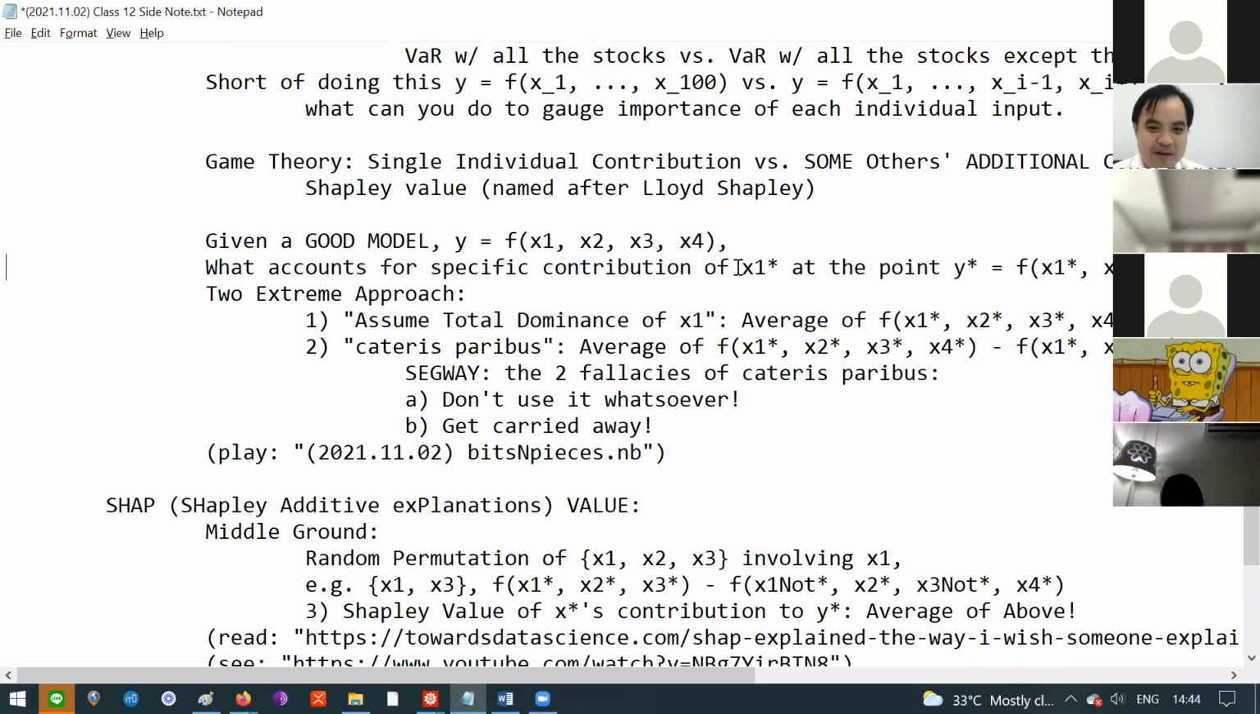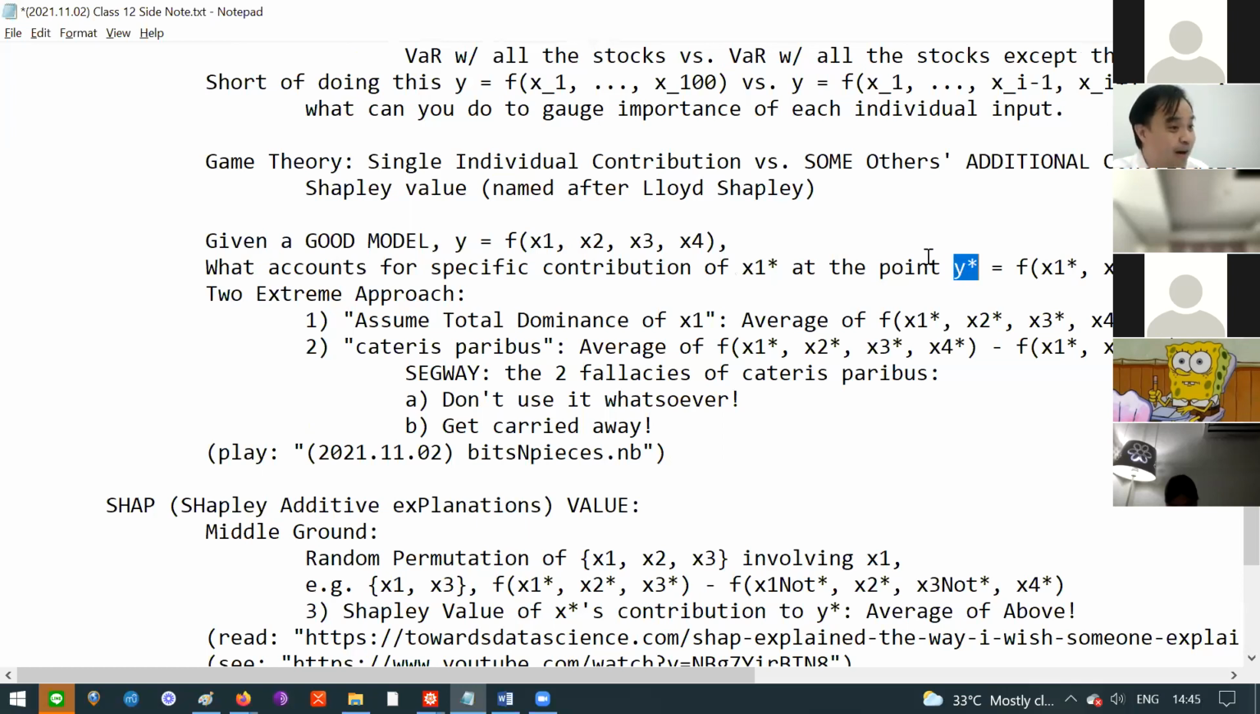What accounts for the specific contribution of this one? Now, let's look at a single data point. In other words, I want to know that, so the star is like a single point, okay? And I want to look at the influence of x1. So how does x1 influence this value?